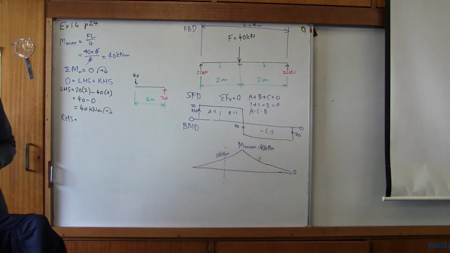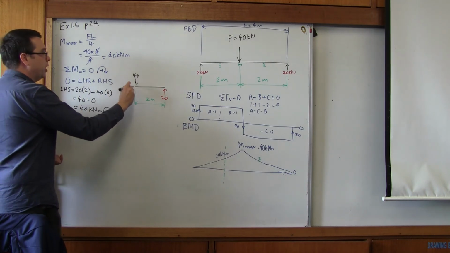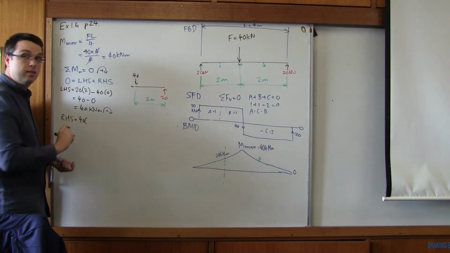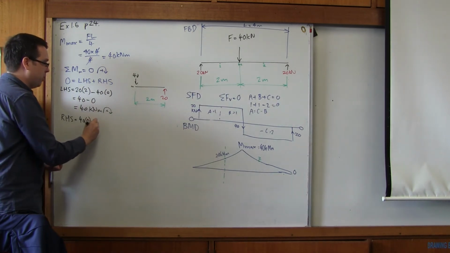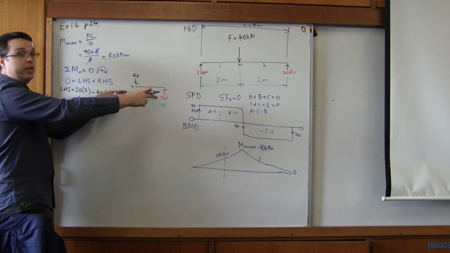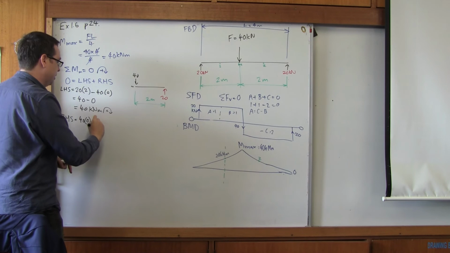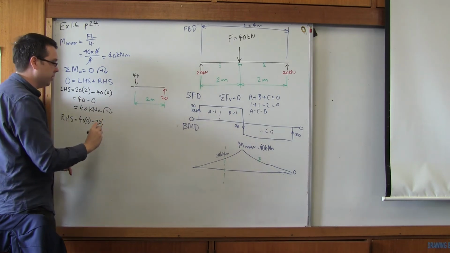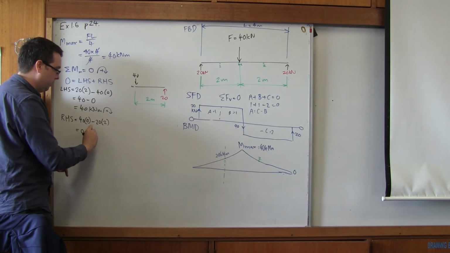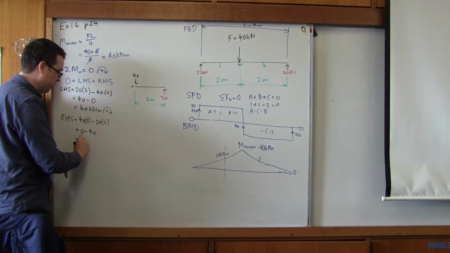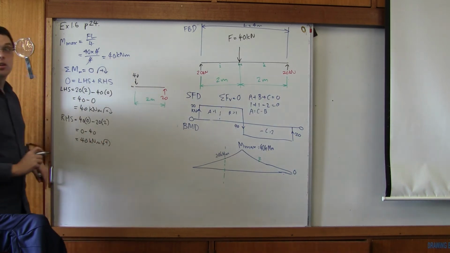Okay. Let's go through this one. So measuring from M, we've got 40. What's the distance? 0. Okay, and then we've got this 20, right? Is it going clockwise or anti-clockwise? Anti-clockwise. How far away is it? What's the distance? 2. So we're going to get 0 minus 40, which is going to equal 40 kilonewton meters anti-clockwise.